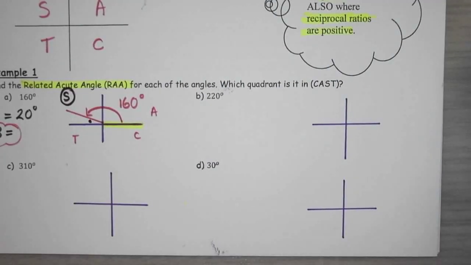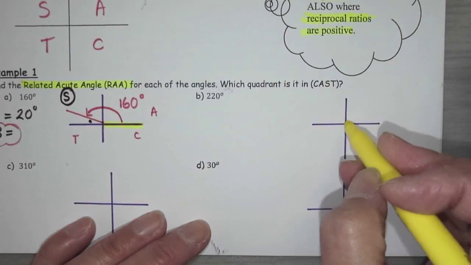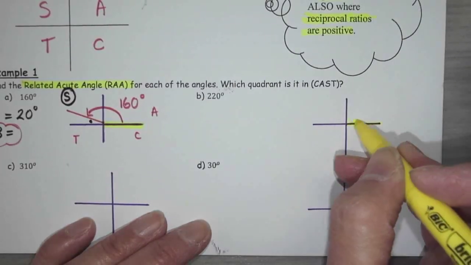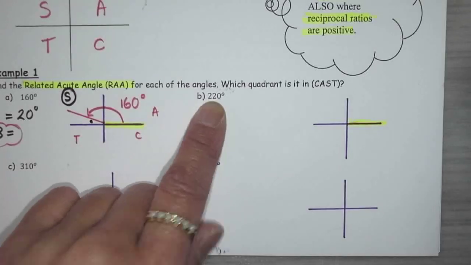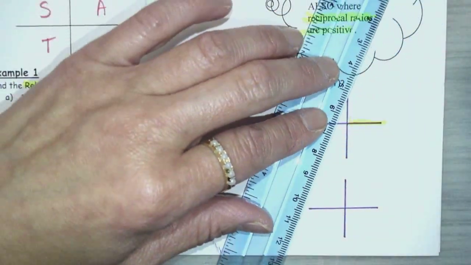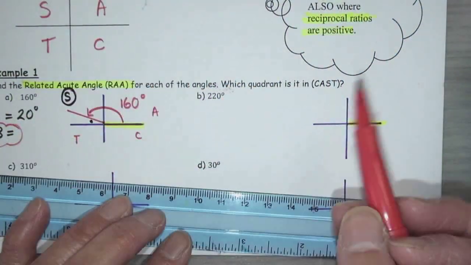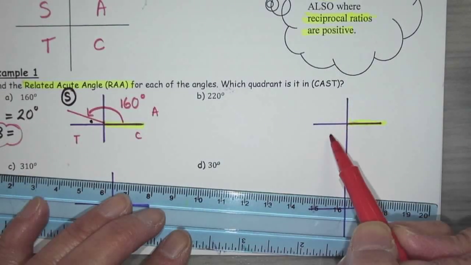So draw the terminal arm. It starts at the positive x-axis. It is positive 220, so you're twisting it around in the positive direction, which goes here. 180 is here, so it's beyond 180.